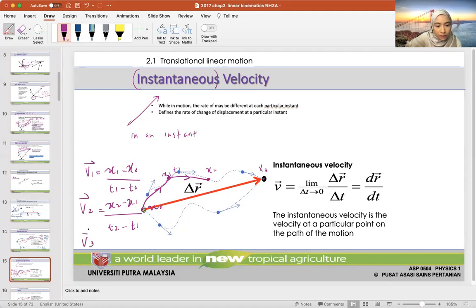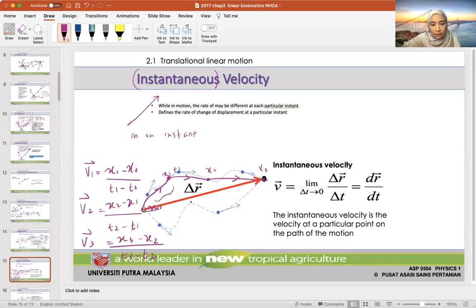And then sama juga V3. So this is my initial, this is my final. So my direction is this way. And this is X3 minus X2 over T3 minus T2. Okay, so I have three different velocities and these are instantaneous velocity. Dia ambil velocity tu pada duration yang lebih kecil compared to average. Okay, let me repeat myself. Instantaneous velocity is the velocity at a shorter duration of time compared to the average.